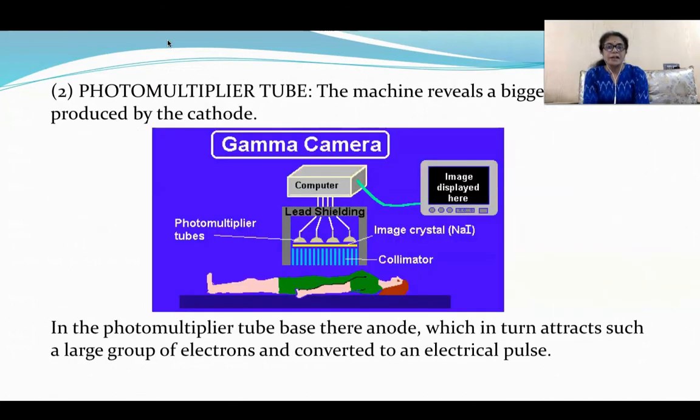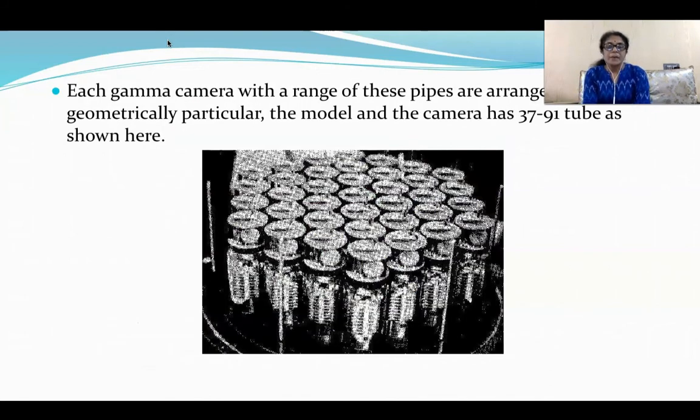Then the photomultiplier tube. The machine receives a large number of electrons produced by the cathode. In this photomultiplier tube, we can see that at the base there is an anode, which in turn attracts such a large group of electrons and converts it into an electrical pulse. Each gamma camera has a range of these tubes arranged geometrically, depending on the model, and the camera has 37 to 91 tubes as shown here.